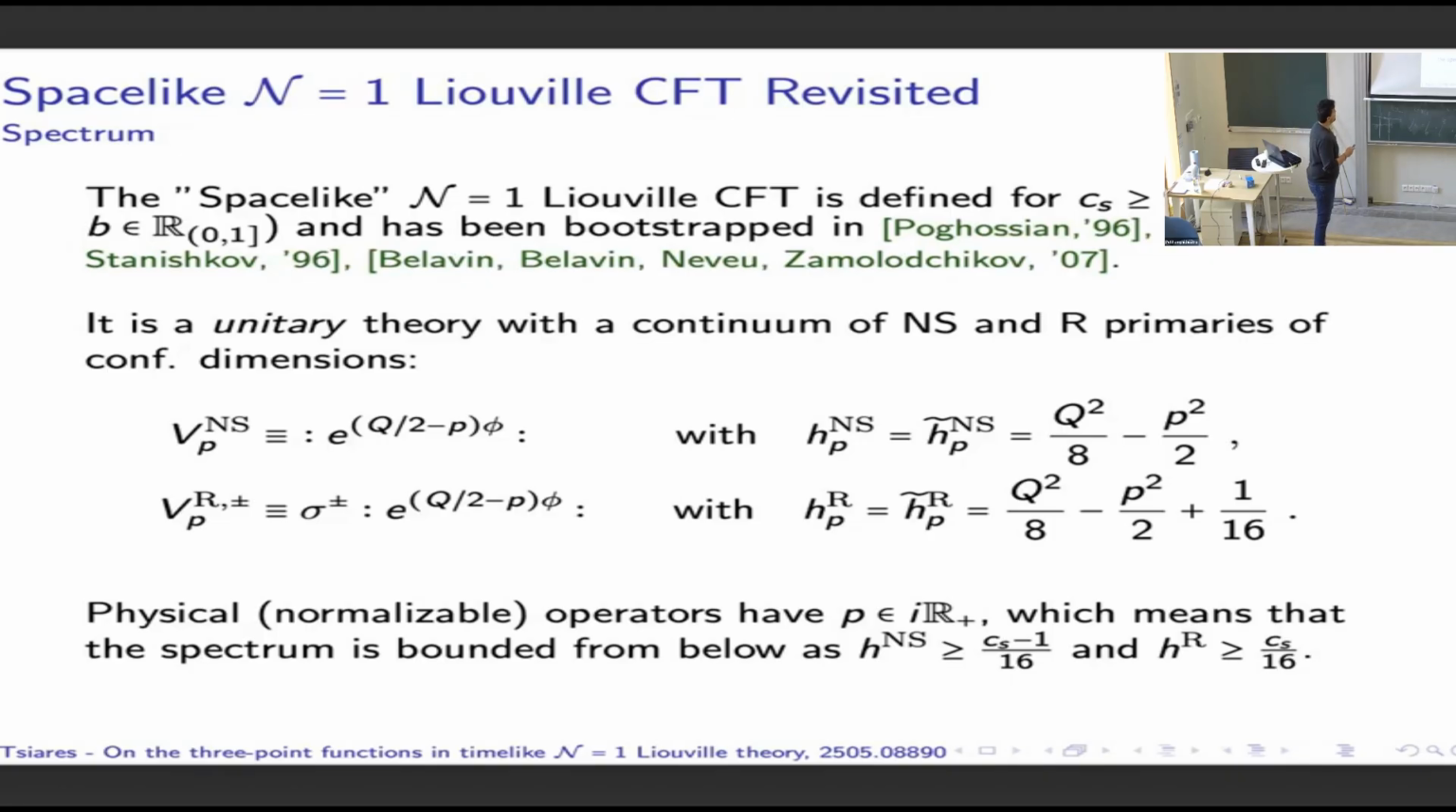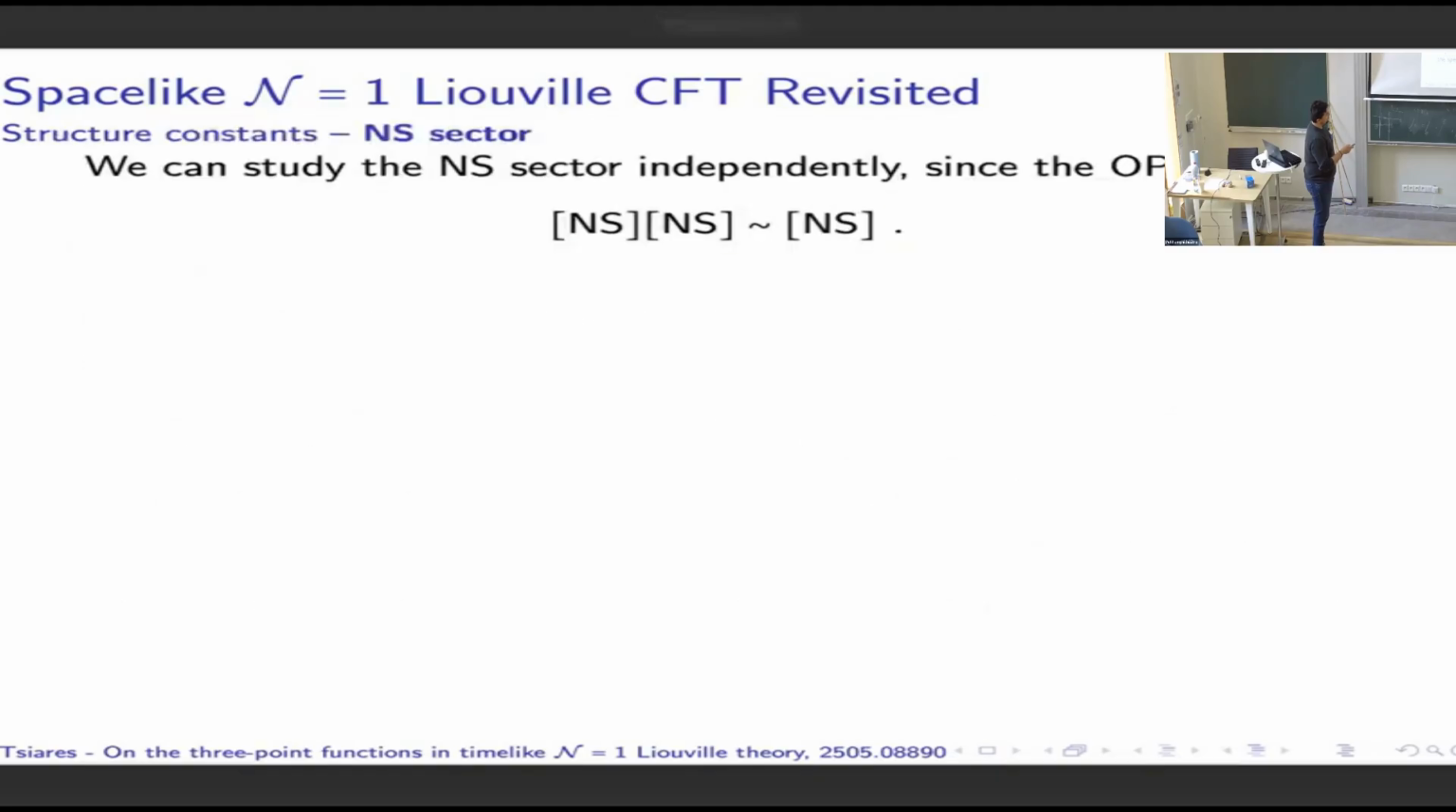So what people refer to as space-like N equals 1 Liouville CFT is the theory defined for superconformal central charge greater than 15. This is supposed to be the analog of the central charge greater than 25 in the usual N equals 0 case. The structure constants of this theory were bootstrapped a few years after the DOZZ by Poghossian and Rashkov and Stanishkov, with some reformulation by these authors also in 2007. So it is a unitary theory for these values of central charge and consists of a continuum of NS and Ramond primaries with conformal dimension given by this expression here.